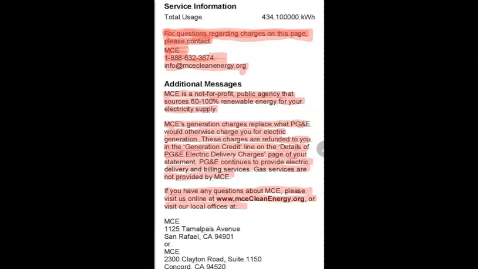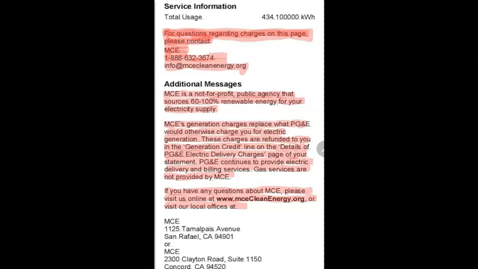Again, these charges are refunded to you in the generation credit line of the details of PG&E electric delivery charges pages on your statement. PG&E continues to provide electric delivery and billing services. Gas services are not provided by MCE. If you have any questions about MCE, please visit us on their website or their local office.